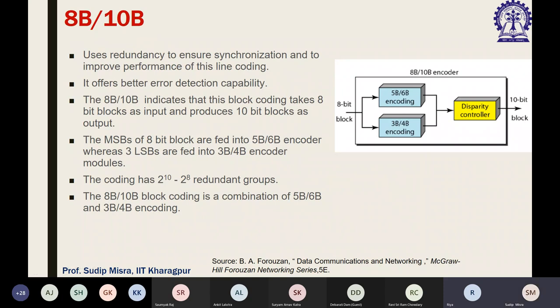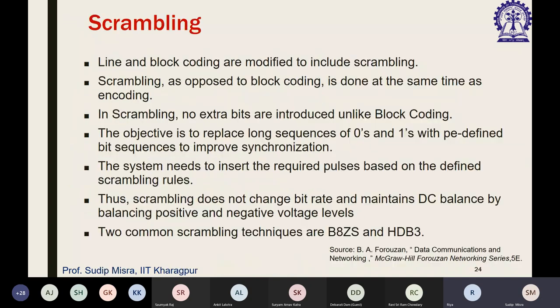Okay, so that is basically the answer. Now the problem with block encoding: it is good, it resolves some of the issues with the regular line encoding schemes. But the problem is that block encoding has to be done separately. So to avoid having this additional step, scrambling can be used, where, as opposed to block encoding, it can be done at the same time with the same purpose.